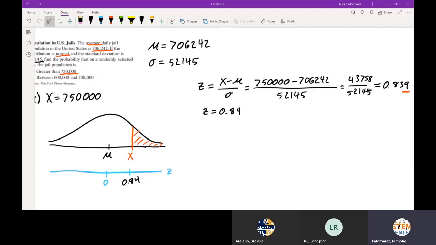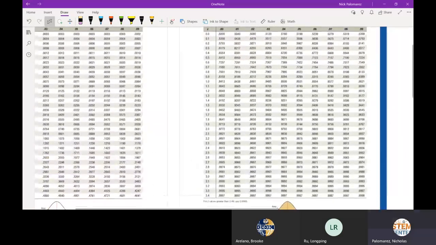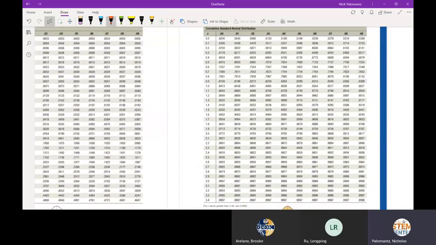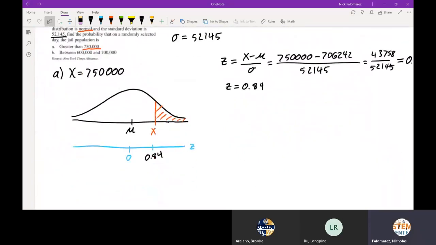Since our X value is larger than the mean, that means our Z value is positive, and we're going to be using the second page of our Z table with the positive Z values, and we head over to 0.84. So 0.8 is right there, and 0.04, and we look for the intersection of that row and that column. So that there is going to be our area, 0.7995. Now, that area, since it comes from the Z table, is always the area to the left of whatever X value we care about, 0.7995.